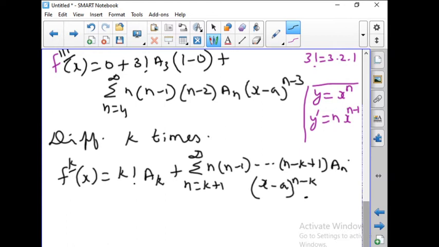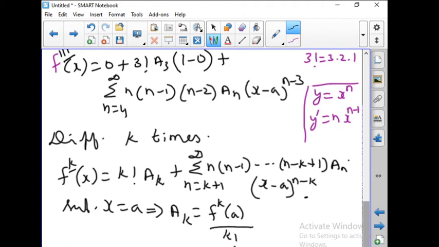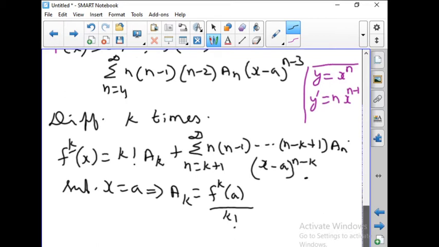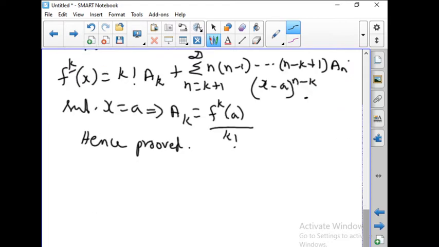Okay, so this is the theorem. Substituting x is equal to a, we get ak is equal to f raised to k of a by k factorial, which completes the proof of the theorem. Okay, hence proved. Is it clear all of you? So go through again and again, then only you will be able to understand.